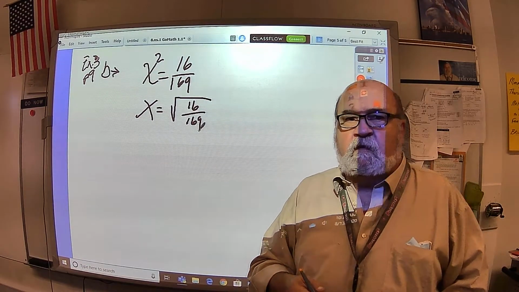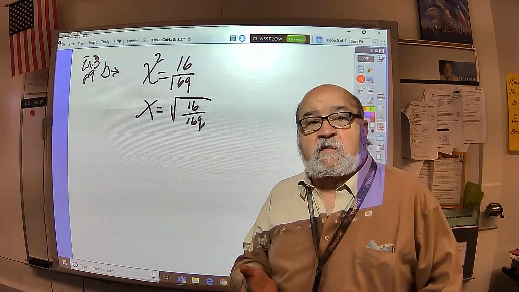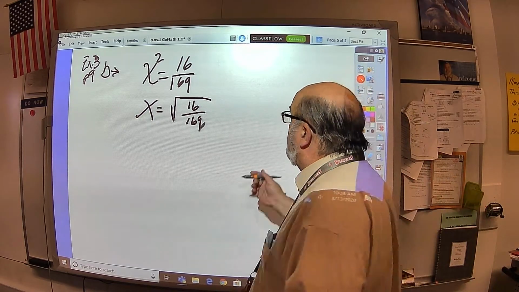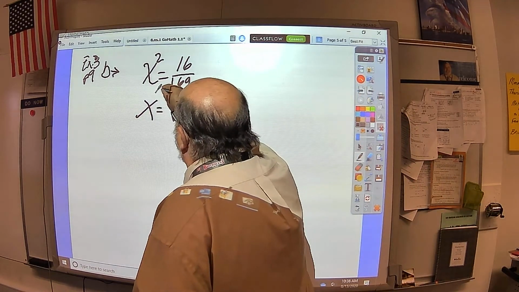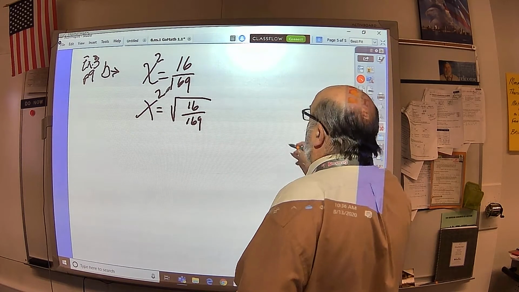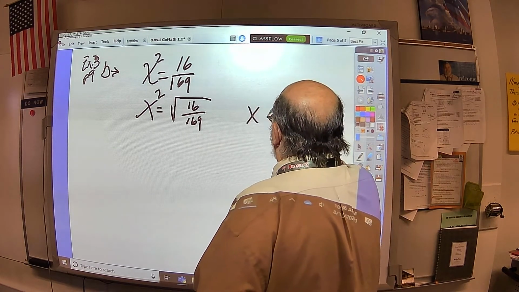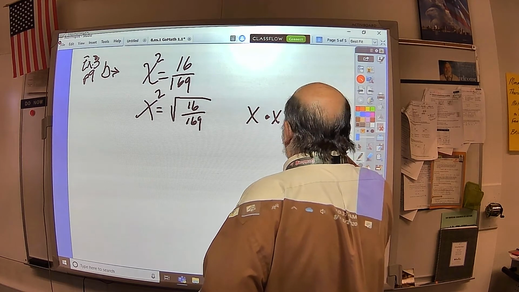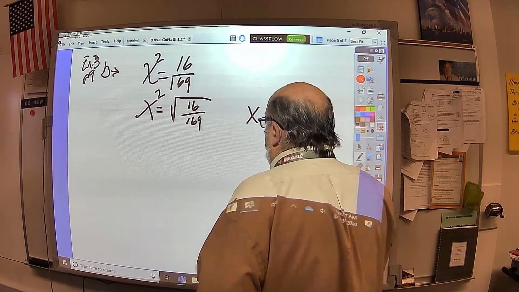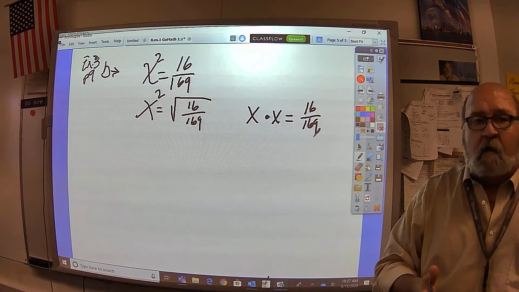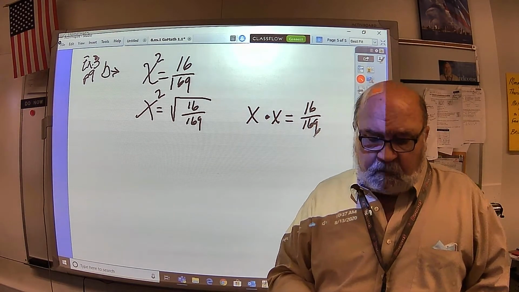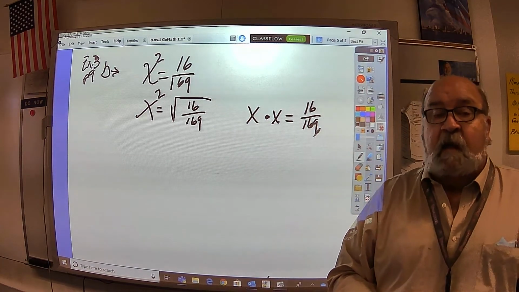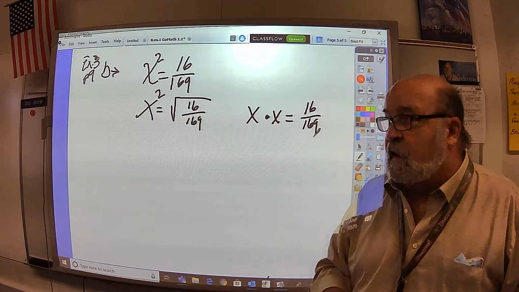positive and negative, because a negative times a negative is a positive. So I'm going to be looking for x times x equals 16/169ths. That goes right along with what I said on the first page here, and it's going to carry on that way just as well.